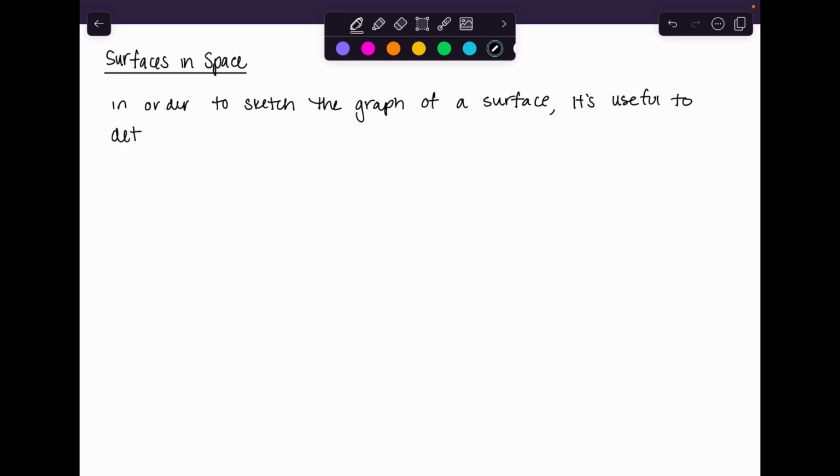So here, in order to graph a surface, or in order to sketch the graph of the surface, it's useful to determine the curves of intersection of the surface with the coordinate planes.